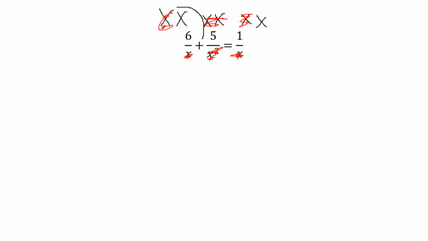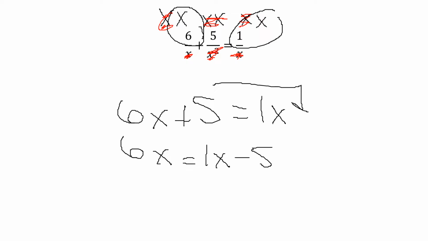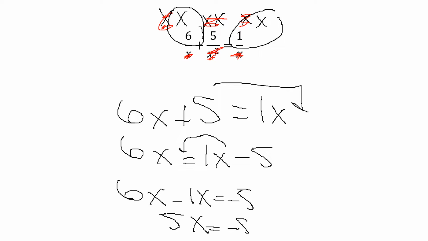Next step is multiply 6 times x. There's nothing left with that 5 to multiply, so it stays, equals 1 times x, which is just 1x. And now I just solve for x. I'm going to move that 5 over. When I move the plus 5, it becomes minus 5. I'm going to move my 1 over. When I move it, it's understood plus, remember? So I'm going to make it a minus when I move it. So what I have is 5x equals negative 5. So x equals negative 1. And that's it.